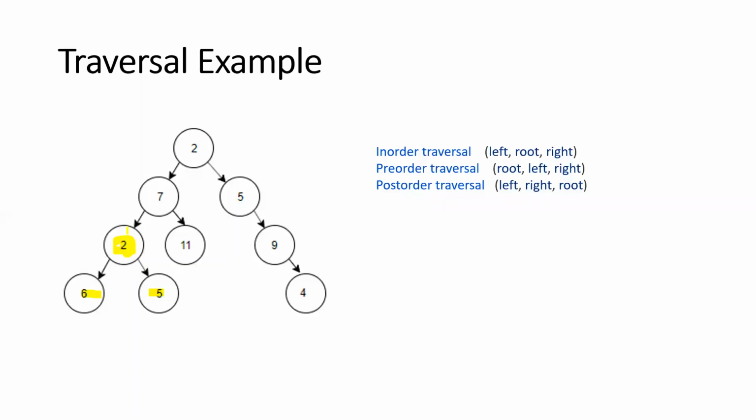2 is over. So it will go back to 7. Then 11 and 7. After that, 11, and then 7. Then it will go to 5 and 2.